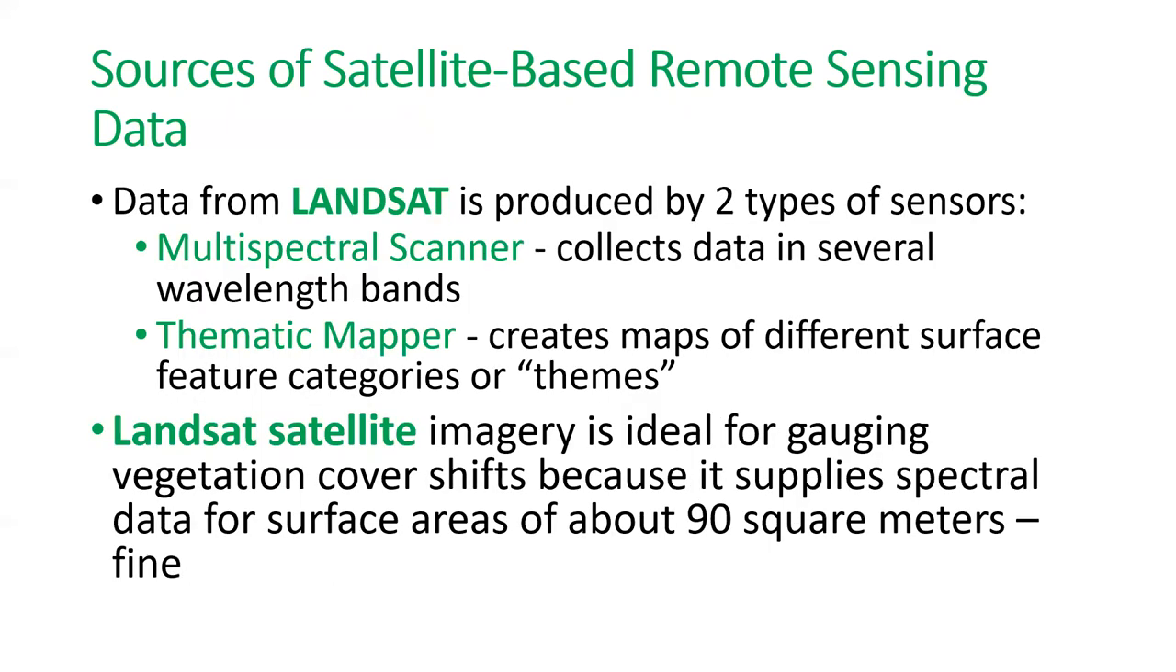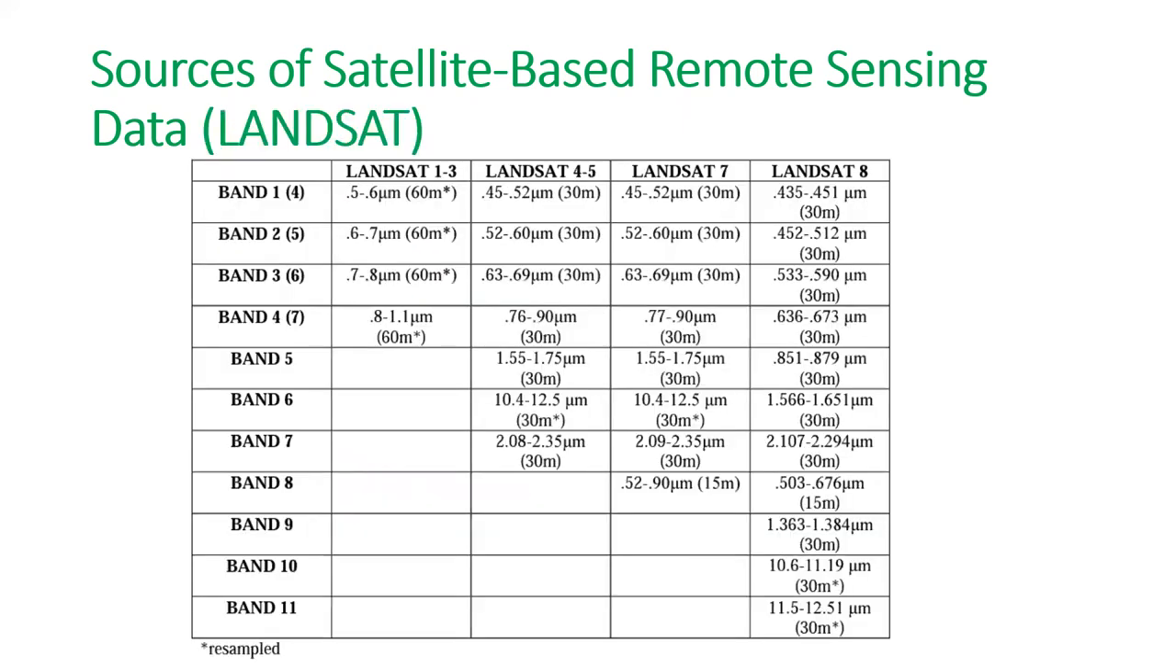And data from Landsat is produced by two types of sensors. It has a very good multispectral scanner, which collects data in several wavelength bands. We're going to use this to explore Tanzania and NDVI later on. And then it has what we call the thematic mapper, which creates maps of different surface features, categories, or themes. Such imagery is ideal for gauging vegetation cover shifts because it supplies spectral data for surface areas of about 90 square meters. This is a very fine resolution.